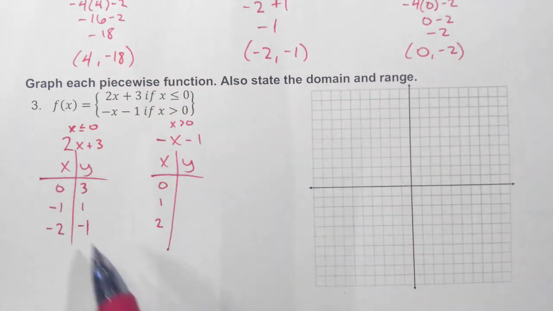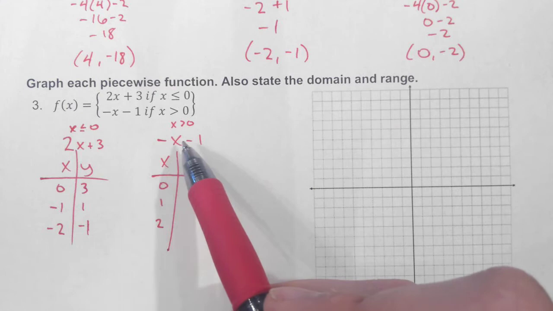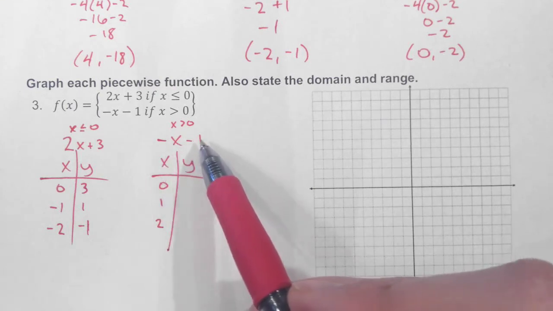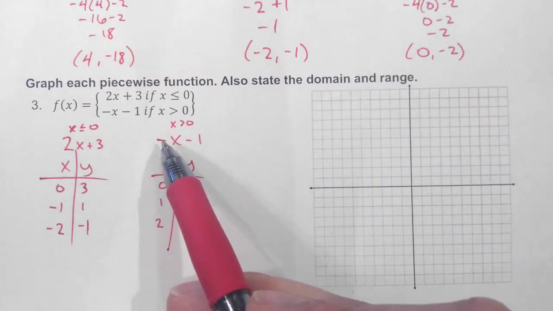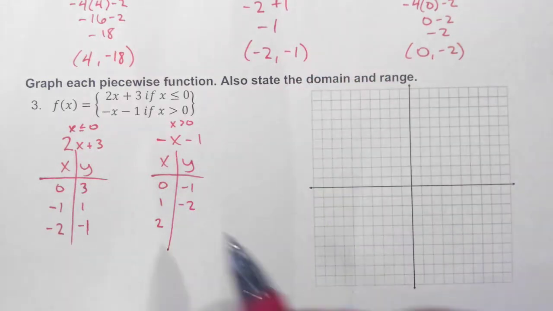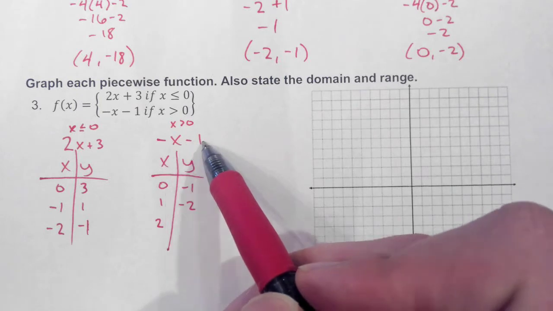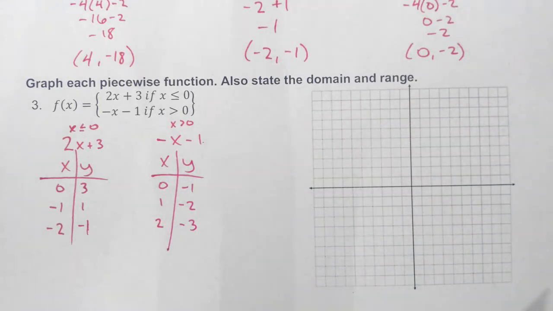We will graph that in just a second. Let's go ahead and plug in this one. Our function is negative x minus 1. So 0: negative 0 minus 1 is still negative 1. We plug in 1. Negative 1 minus 1 is negative 2. If we plug in 2, negative 2 minus 1 is negative 3. Okay, now we've got all of that.